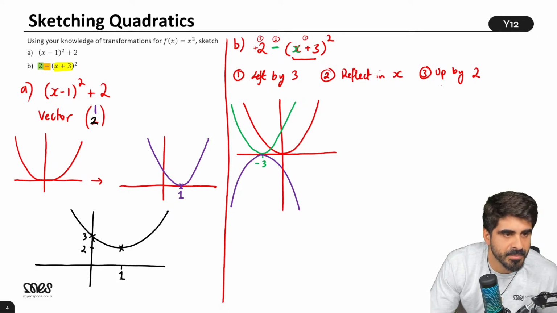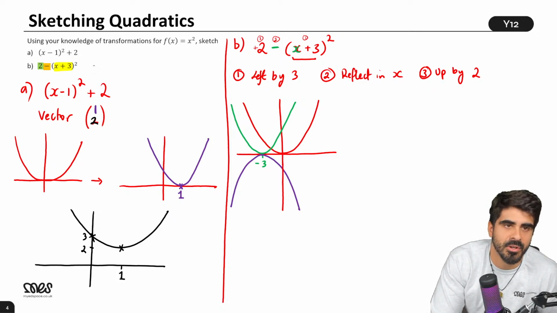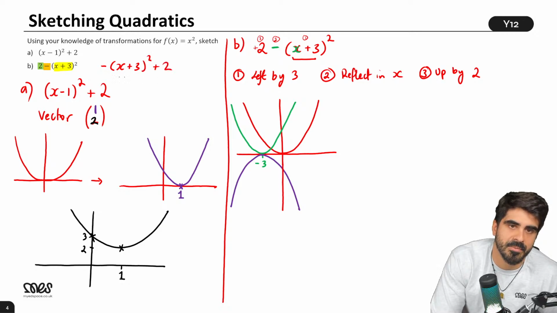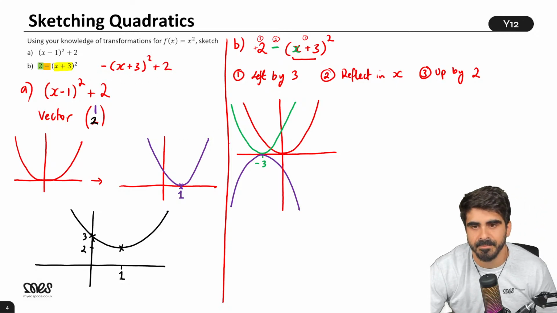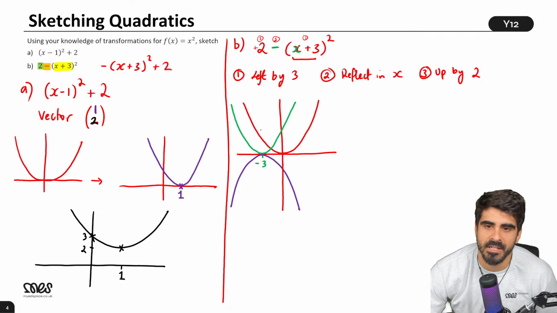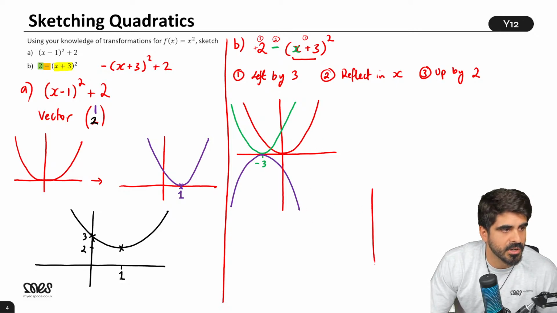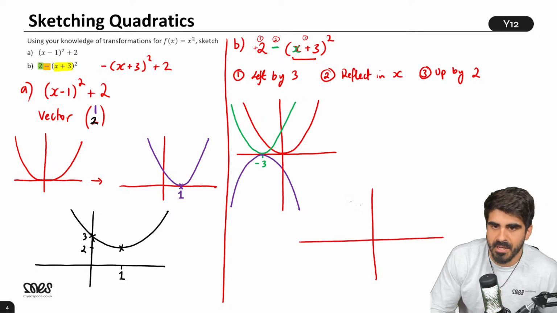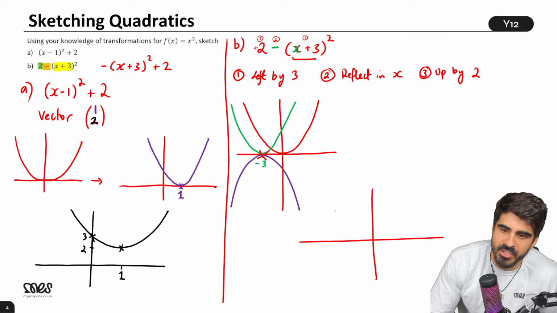Would it be the same if the plus 2 was on the other side of the bracket? Yeah, Zainab, it would look like this: minus x plus 3 squared plus 2. You'd still do it in the same order, yeah? Okay, let's move it up. Our graph will look like this. So this point here would be at minus 3, 2.